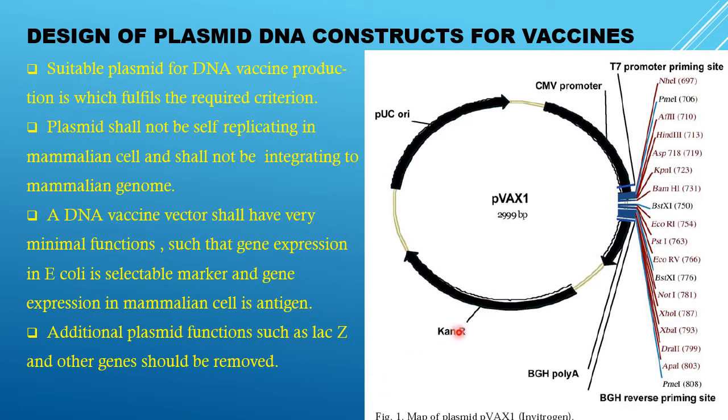So these are all the things which are very important for designing a plasmid DNA construct, and commercially available. I told you, this pVAX1 is a commercially available plasmid, and it only differs in not having the intron A. Here intron A is not added. That is the only difference. Otherwise it is quite similar to that pUC vector.